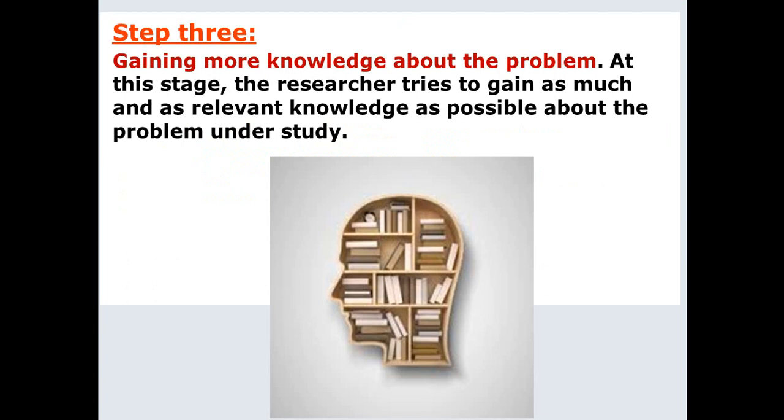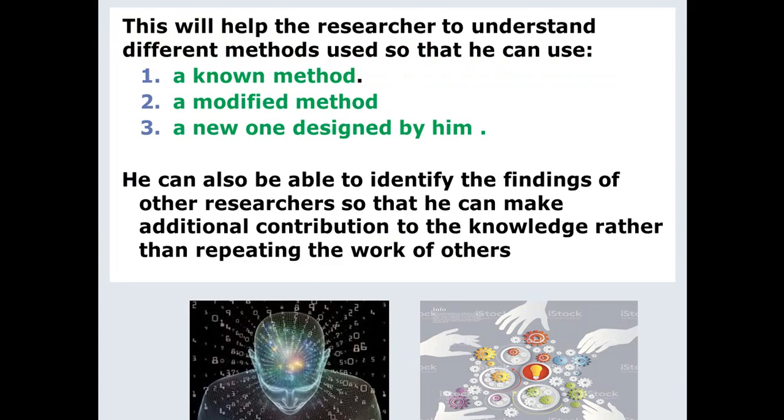Step 3, gaining more knowledge about a problem. At this stage, the researcher tries to gain as much relevant knowledge as possible about the problem under study. And this will help the researcher to understand the different methods used so that he can use a non-modified method or a modified method or a new method designed by him. And he can also identify the findings of other research, and he can make an additional contribution to the knowledge rather than repeating the work of others.